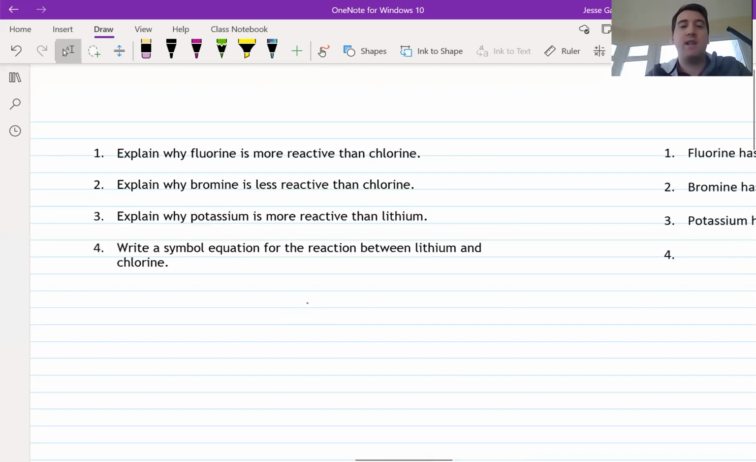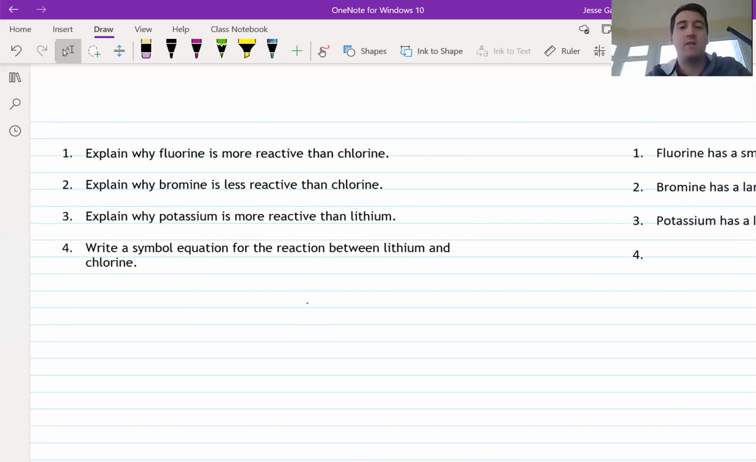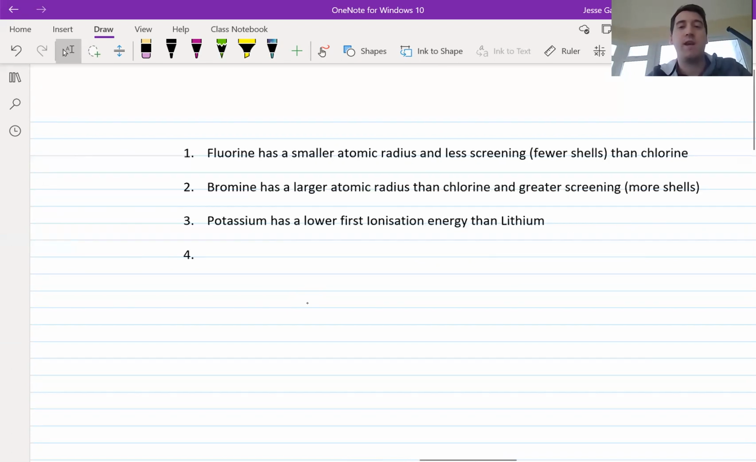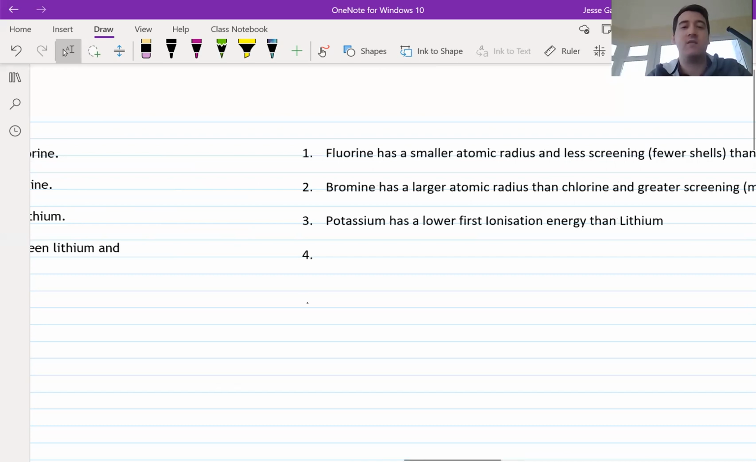Explain why bromine is less reactive than chlorine. Well, bromine is below chlorine. That means it's got a bigger atom and more screening. So bromine has a larger atomic radius and greater screening because it's got more shells. And this means that the nucleus of bromine can't get as close to other atoms to remove their electrons. So they are less likely to take electrons, and therefore they are less reactive.